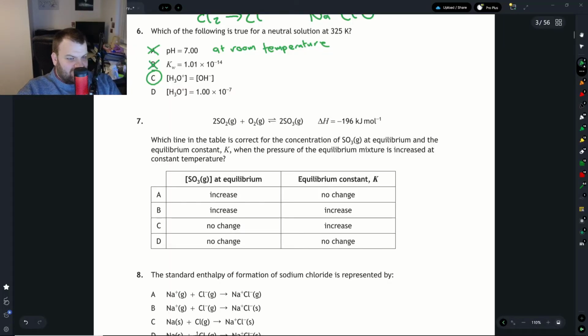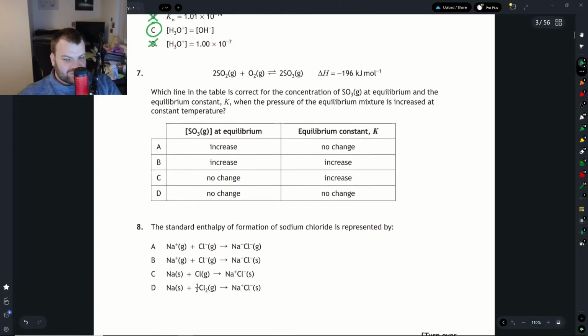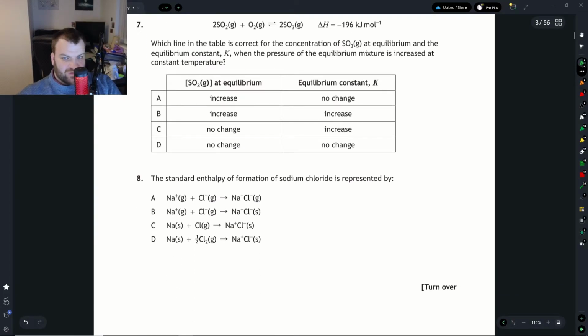And again, with D at room temperature, we would have 1 times 10 to the power of -7 for our hydronium ion concentration, but it doesn't have to be that at different temperatures, because that will make it ever so slightly different.